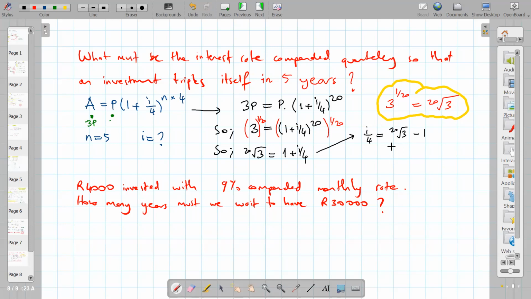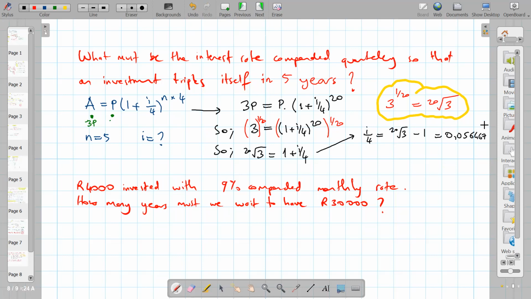So 20 root of 3, you can do yourself with your calculator. Let's see, 20 root of 3, and then outside the root times minus 1. So we must times it by, the calculator gives 0.056467. Don't round off, okay? That's an important thing again.